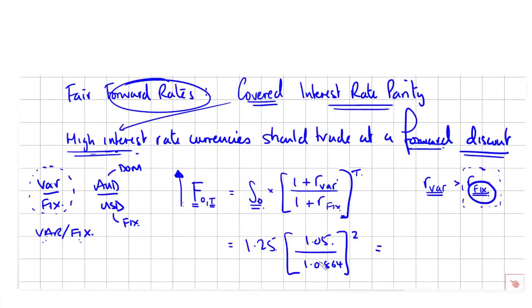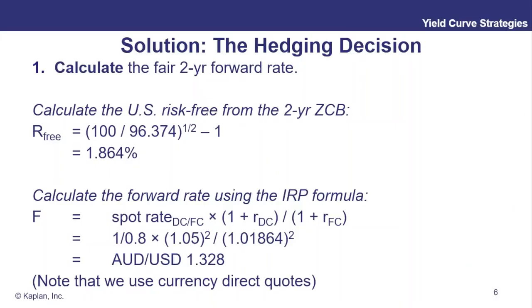What you can do, by the way, is get rid of all this junk here. Do 1.05 divided by 1.01864, hit equals, square it, and then multiply by 1.25. That's the neat way to do it. And we get 1.328. That's your fair forward rate, number of Aussie dollars per US dollar in the 2-year forward market. Going back to the slides here, we're reassured to see they come to a similar conclusion as to our analysis.